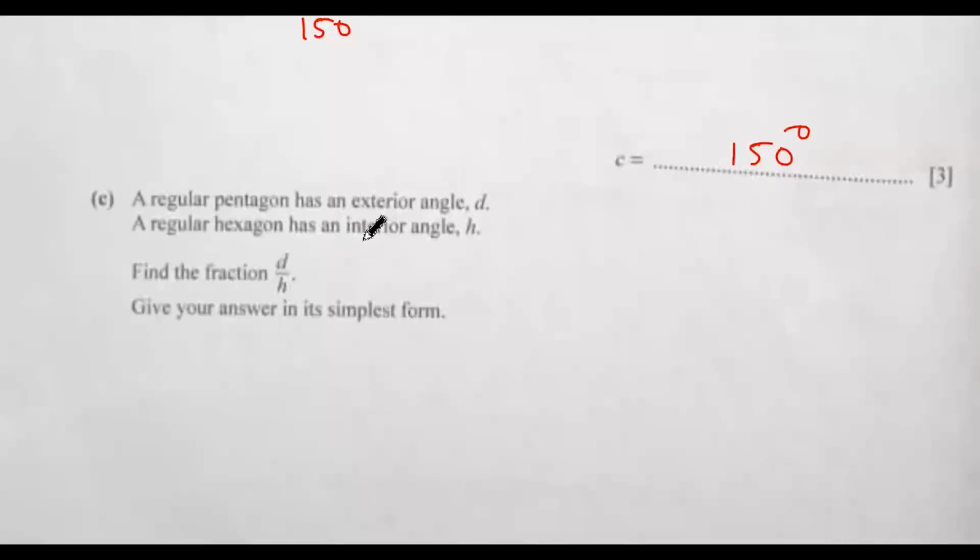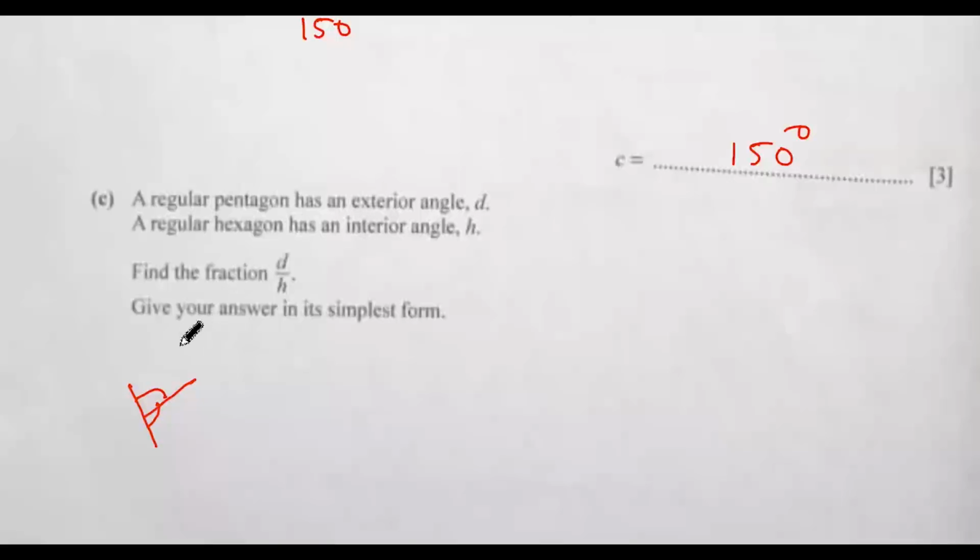A regular pentagon has an exterior angle D. A regular hexagon has an interior angle H. Find the fraction D out of H. Give your answer in its simplest form. So let's represent one interior angle and one exterior angle from each of the regular polygons. So this will be the interior angle and this will be the exterior angle.